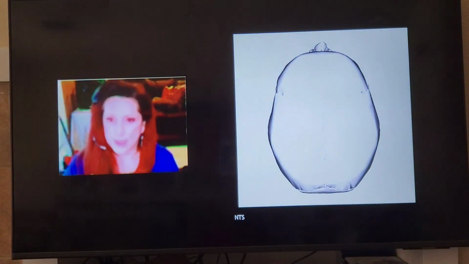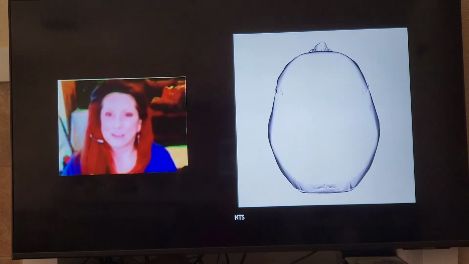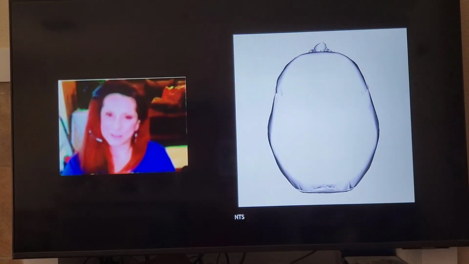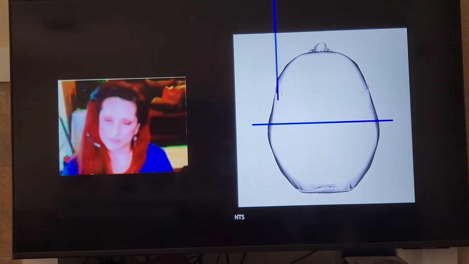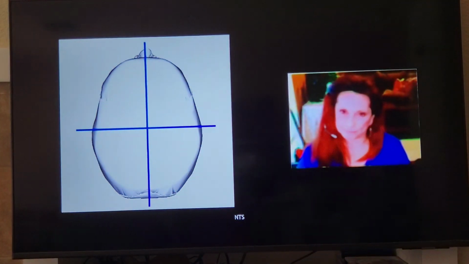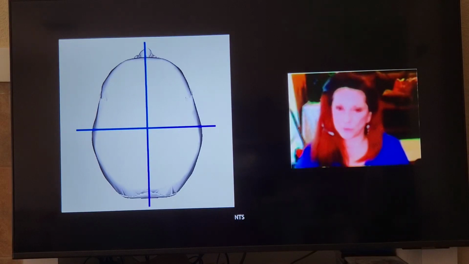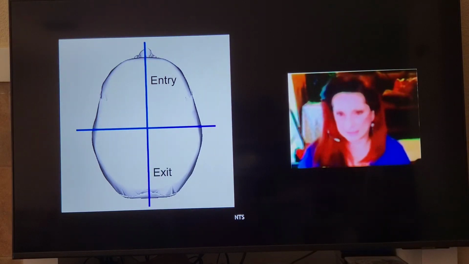I start out by drawing what would be an overhead of a skull if you were looking down on a head, and I just draw an oval. And you just take that oval and you divide it into 4 parts by drawing a cross and then the lengthwise of the head. And that gives you 4 quadrants. And so what I did is I made that entire front quadrant the entry, and the entire rear quadrant, the exit.